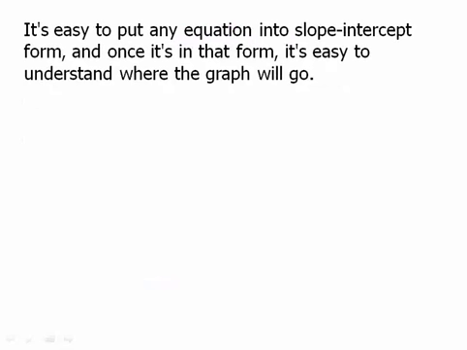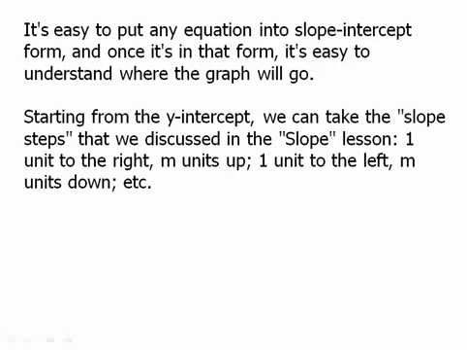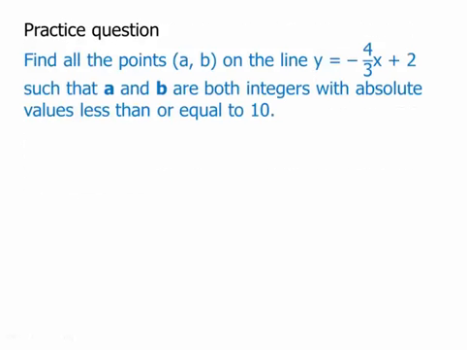It's easy to put any equation into slope-intercept form, and once it's in that form, it's easy to understand where the graph will go. Starting from the y-intercept, we can take the slope steps that we discussed in the slope lesson: 1 unit to the right, m units up, 1 unit to the left, m units down, etc. Here's a practice question. Pause the video and then we'll talk about this.